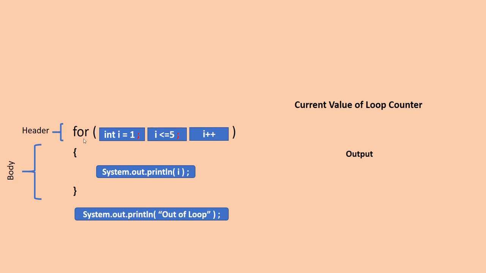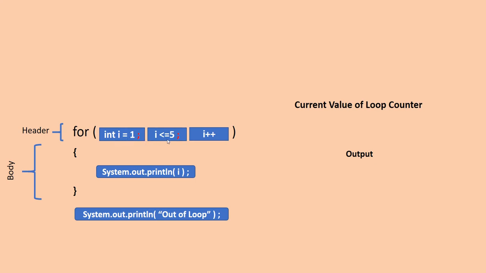This is the for keyword and this is the first statement which initializes the loop variable. In this case, the loop variable is I. It is also called the loop counter, and it is not necessary to declare and initialize this loop counter inside the header of the for loop. You can declare the loop counter outside the for loop and initialize it here in the header. So this is the first statement.